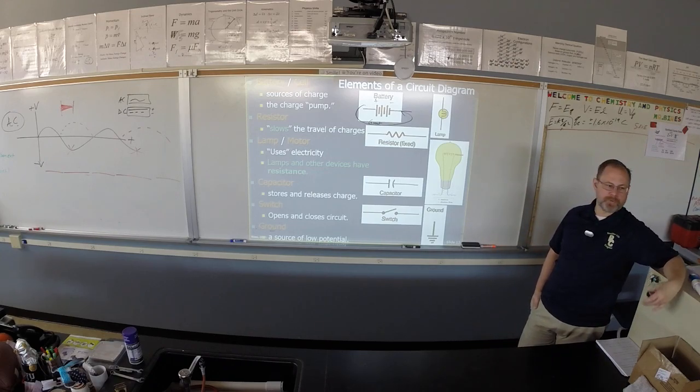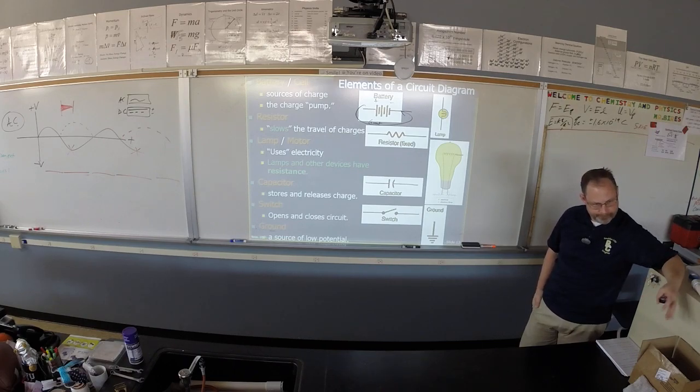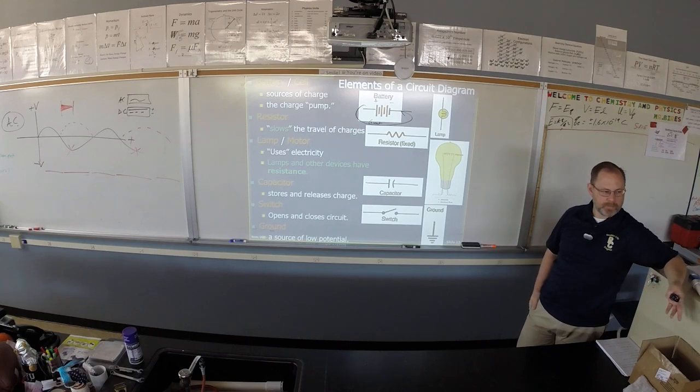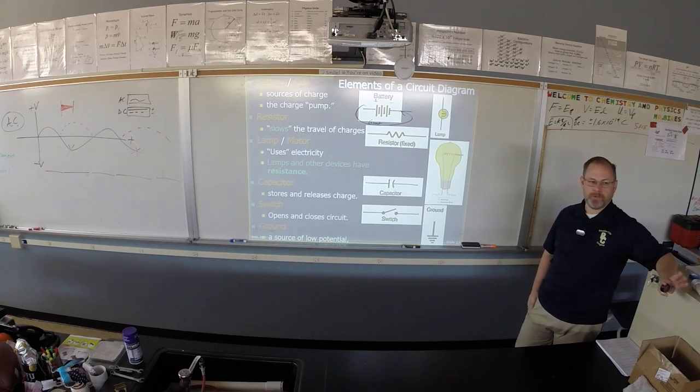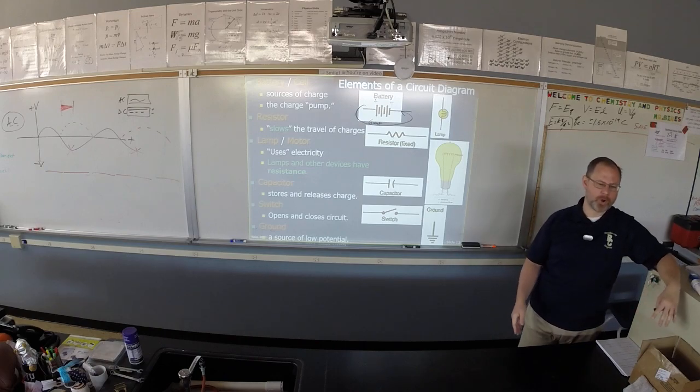So lamps and motors have resistance. They will always be ohmic. So lamps and resistors will always be ohmic. We're not going to deal with toasters. There won't be any toasters on the AP test. What do I mean by saying something is ohmic?